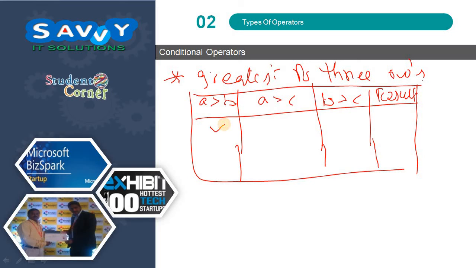So A greater than B is true, A greater than C is true, so A is greatest. This is true and this is false. C is greatest is false, so obviously we go for this. This is true, and this is false, this is false, this.